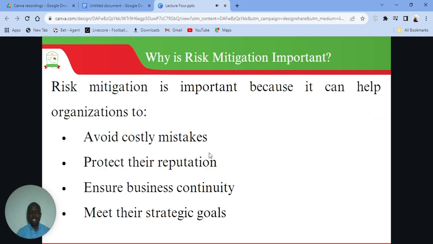So why do we need to mitigate risk? Why do we need to put in place strategies to ensure that the risk does not occur? Number one, we want to avoid costly mistakes. Number two, we have to protect the reputation of the organization. The reputation of the organization is at stake when various risks might take place. We also want to ensure that the business continues to exist. That's what we call survival. It continues to be in the market. And we also want to ensure that the organization is able to meet strategic goals.